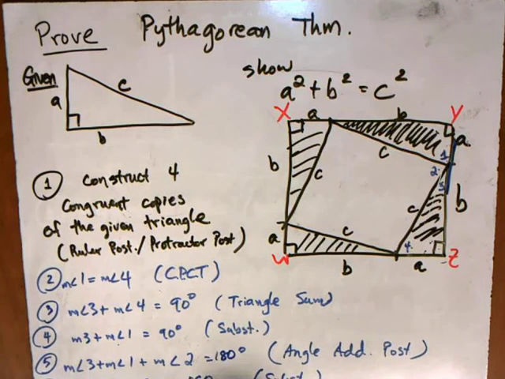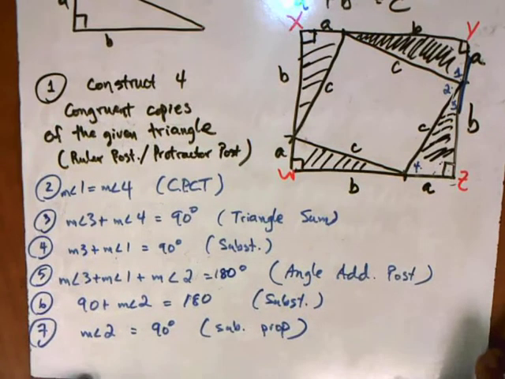And finally, I can subtract 90 from both sides. And you can see now that the measure of angle 2 is equal to 90 degrees. Okay. So this is the subtraction property. Let me move this up here.